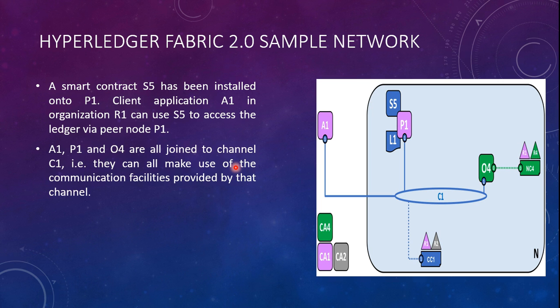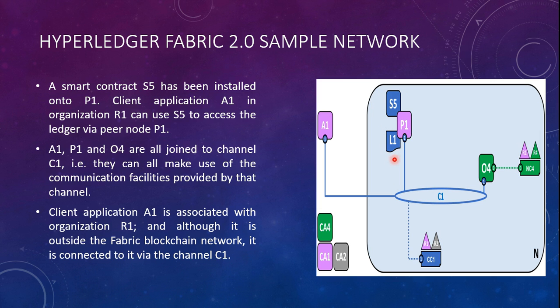So A1, peer P1 and ordering service O4 are all linked to channel C1. That is, they can all make use of the communication facilities provided by that channel. Whatever application A1 transactions are recorded are sent to channel C1, as per the consortium R1 and R2's application with the channel configuration CC1. They are recorded on the network by ordering service O4 in ledger L1, and smart contract S5 is the logic behind the transactions.